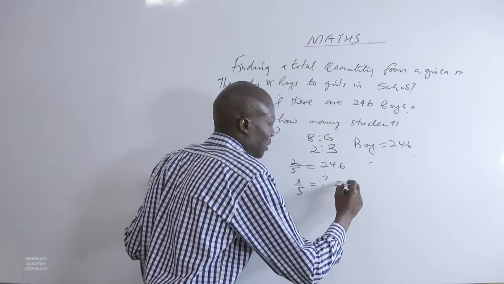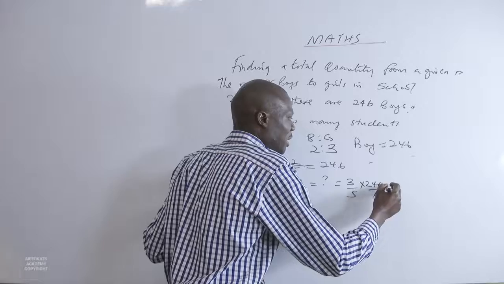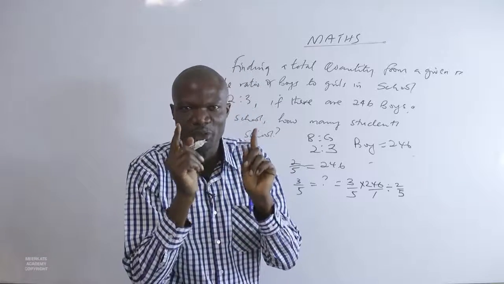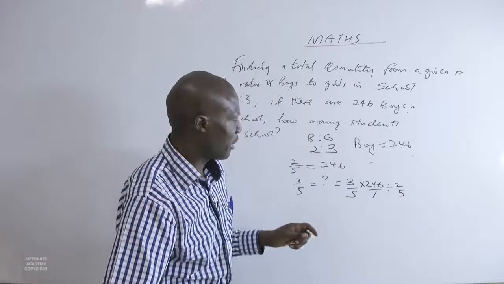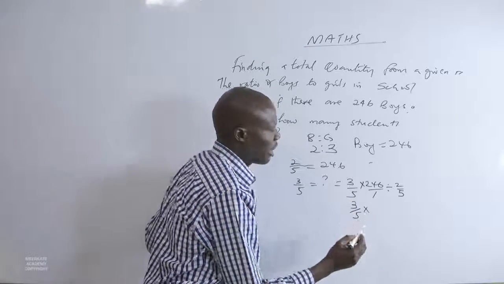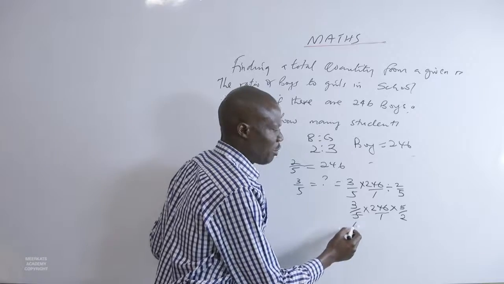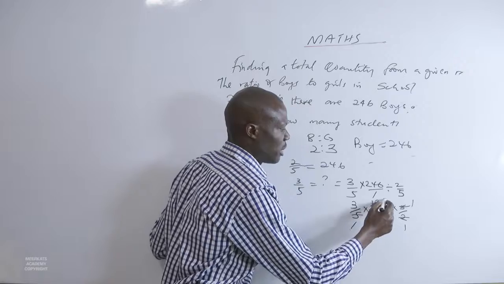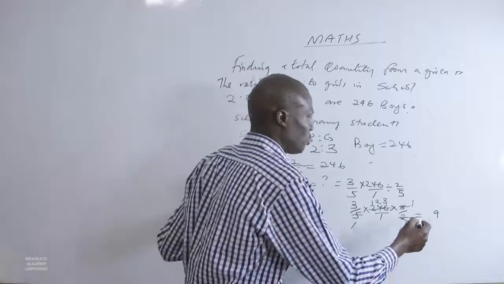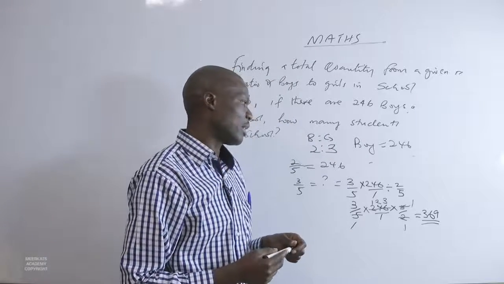This one is 3/5, which is for girls, multiplied by 246, which is over 1, divided by 2/5. When you are dividing numbers, the fraction is the same as multiplying by its reciprocal. Therefore, this one will change, let me write it down, and become 5/2. So it will be 3/5 multiplied by 246/1 multiplied by 5/2. By 5, 1 by 5, 1 by 2, 1 by 2, 123. So what is the number of girls? 3 times 3 is 9, 3 times 2 is 6, and 3 times 1 is 3. Number of girls in the school is 369.